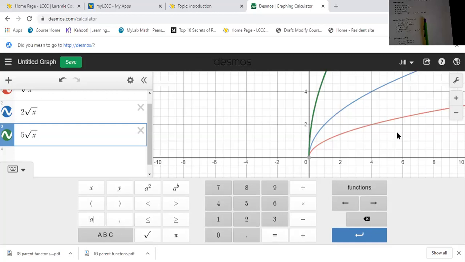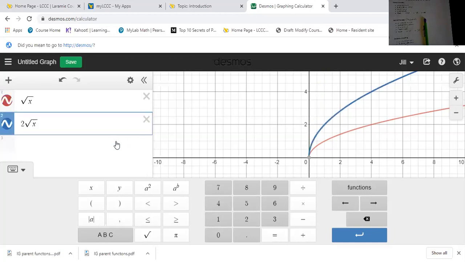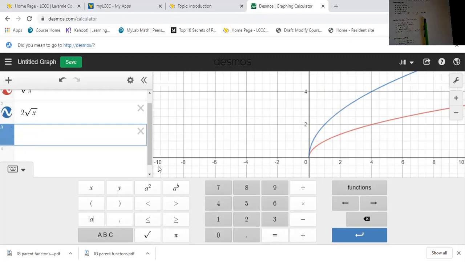So that's a stretch. I would expect you to be able to look at that graph, and if I have something like 5 square root of x, you would be able to tell me that it has a stretch of 5 units. Okay, I want you to be able to say that. And so I'm going to leave a couple of those on here. What happens if I do now a fraction?